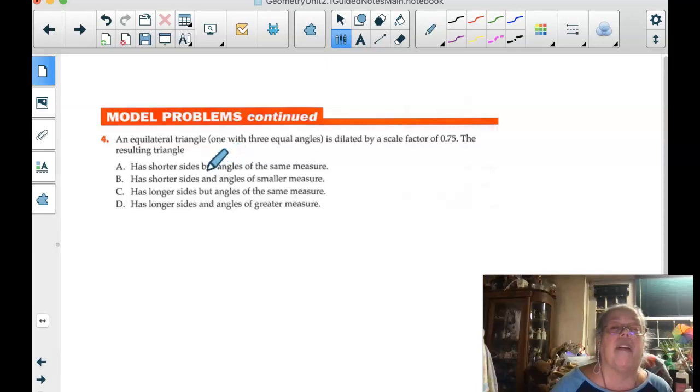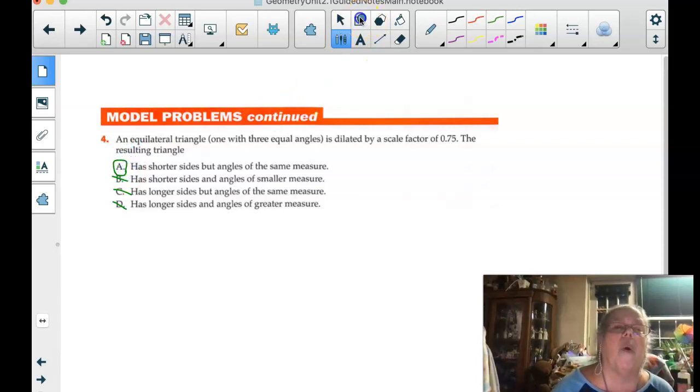That has possibilities. Has shorter sides and angles of smaller measure. Nope, nope, nope. Remember, angles remain congruent. Has longer sides but angles of the same measure. 75%. That's not longer. Has longer sides and angles of greater measure. No. All right, let me see if I can show you a quick example of what I'm talking about.